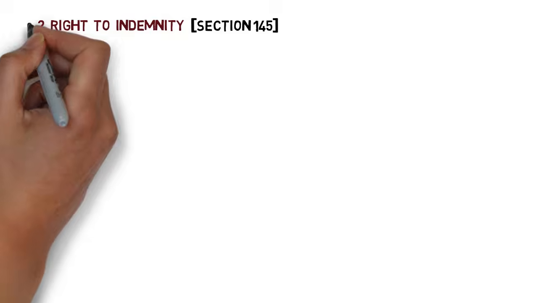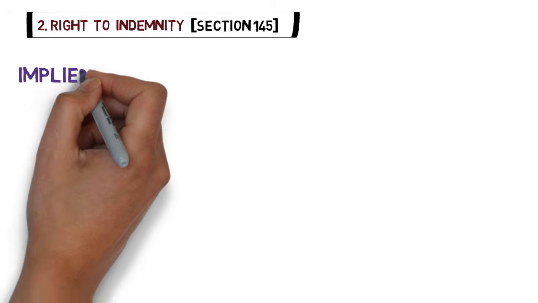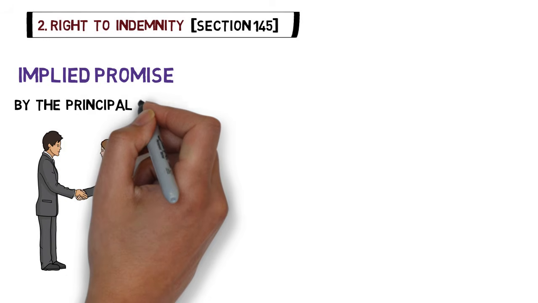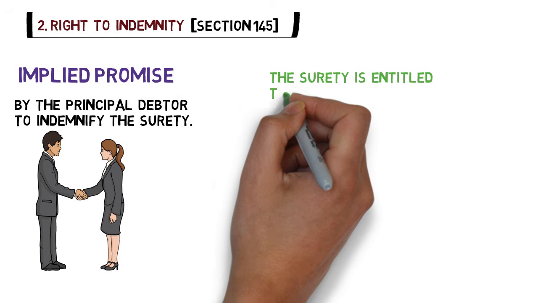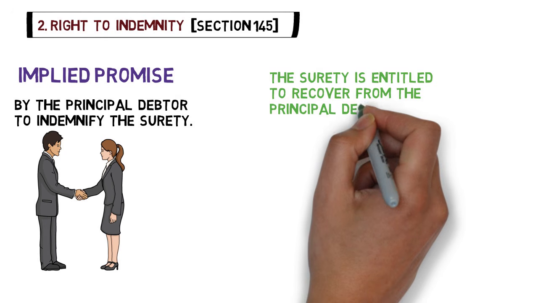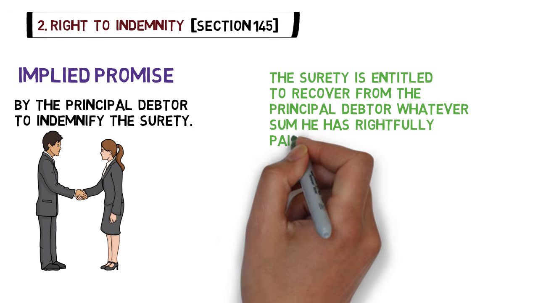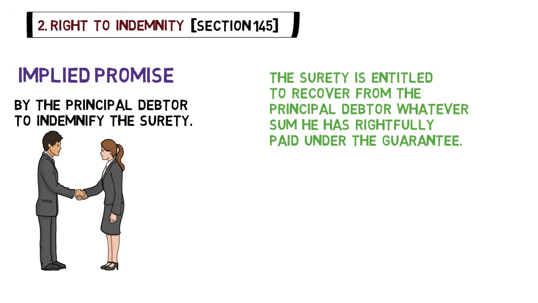Second right against the principal debtor is right to indemnity that is given under section 145. In every contract of guarantee, there is an implied promise by the principal debtor to indemnify the surety. According to section 145, the surety is entitled to recover from the principal debtor whatever sum he has rightfully paid under the contract of guarantee.